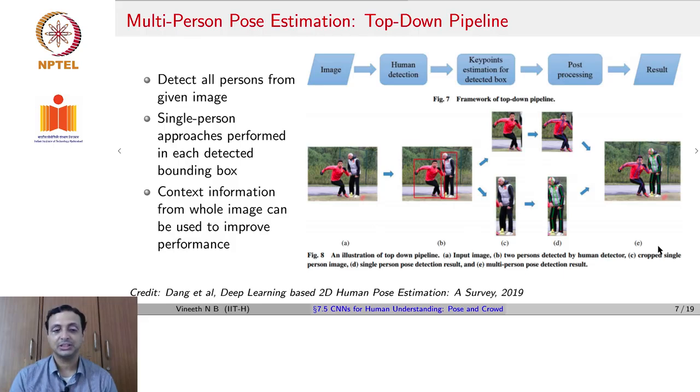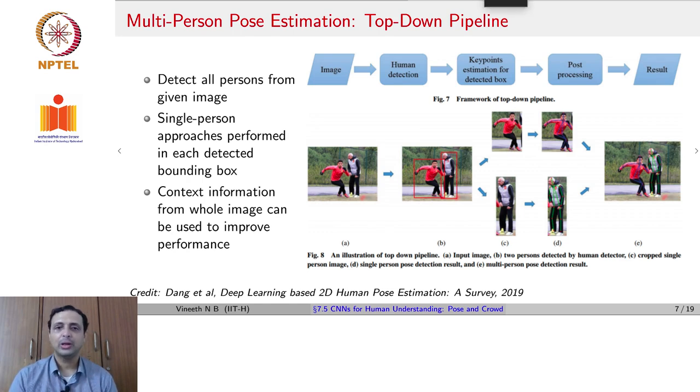So here is an illustration. You have an input image, 2 people detected using a human detector, using any other detection approach. Now you crop out these 2 people and run a single human pose estimator using a regression or a detection based approach, and you can get the skeleton, and similarly for the other person, and you then overlay both of these skeletons on the input image.